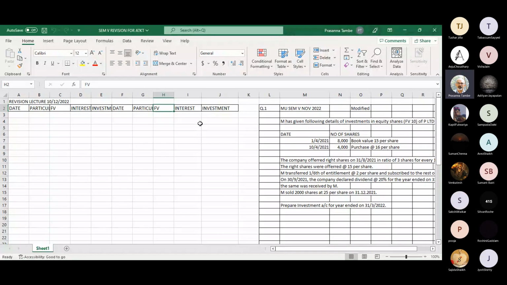Hello everyone. So today onwards we'll start with these revision lectures for semester 5, and today the topic selected for discussion is investment accounting, AS study.